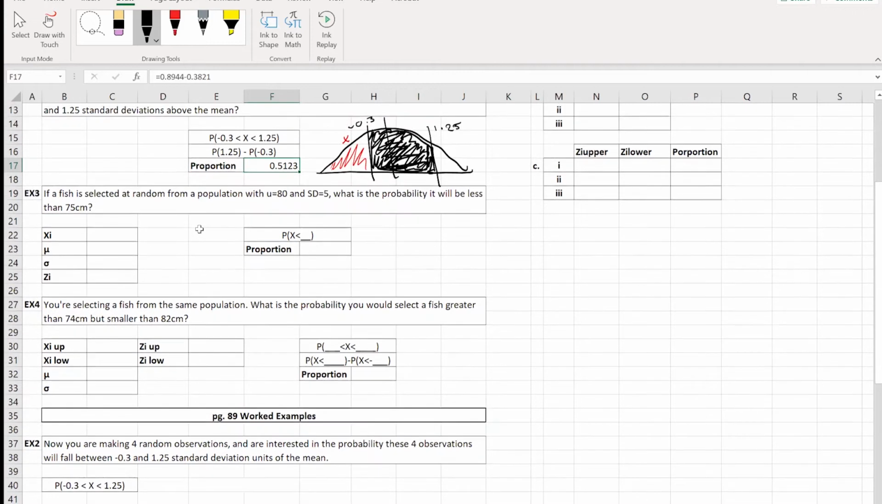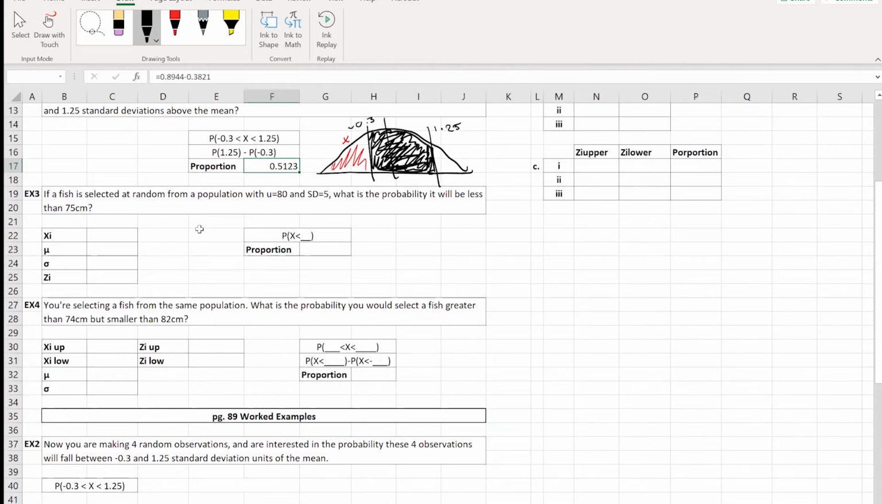If a fish is selected at random from a population with mu of 80, standard deviation of 5, what's the probability it will be less than 75 centimeters? So now we have to calculate again. We have to calculate our xi, which is 75, our mean is 80, our standard deviation is 5. We have to calculate our z sub i for the number 75. And it's equal to xi minus the mean divided by our standard deviation.